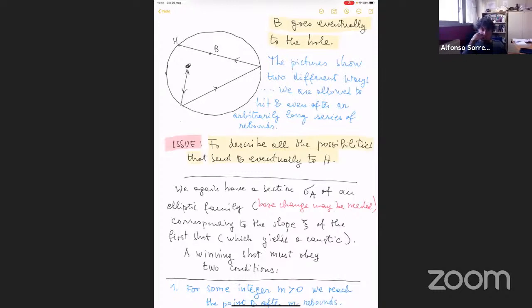This is the main question that one may ask. A priori, they could be infinitely many.